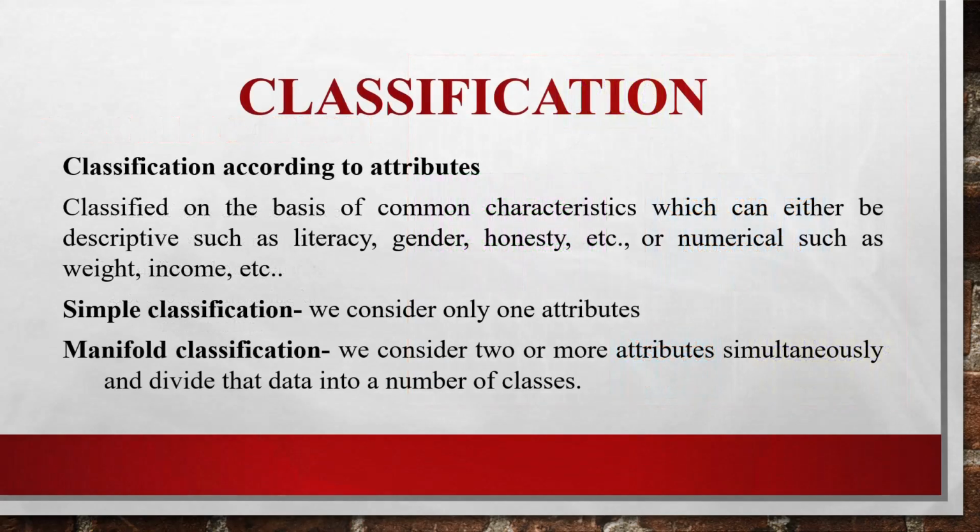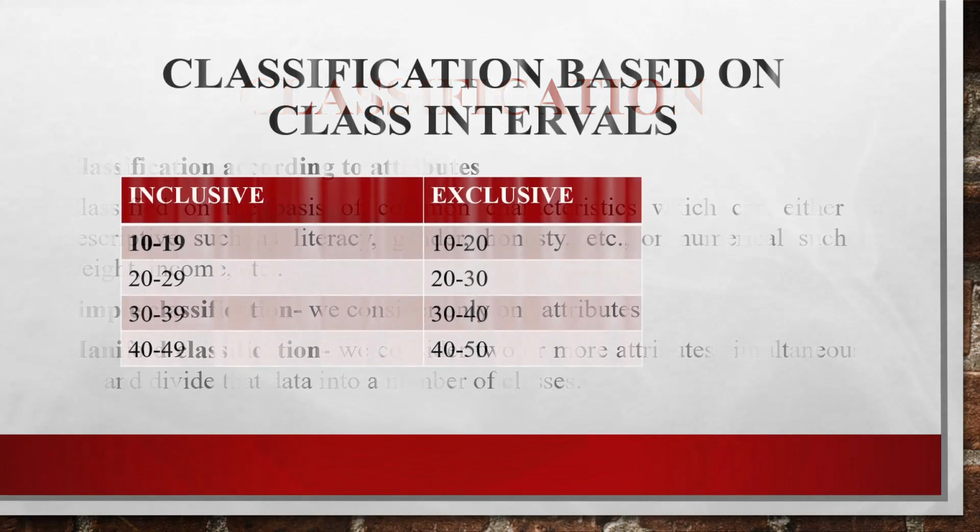Saying about classification, it can be done as simple classification or manifold classification. In simple classification, we consider only one attribute. For example, profit of the last 5 years is simple classification. But in manifold classification, we consider two or more attributes. For example, sales of the different departments during the last 4 quarters.